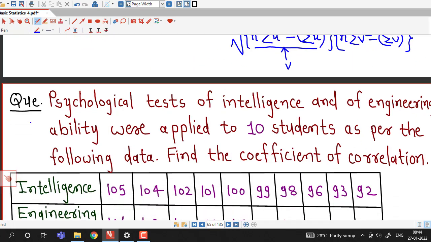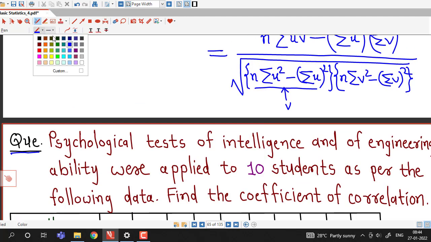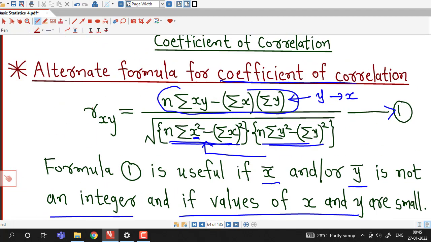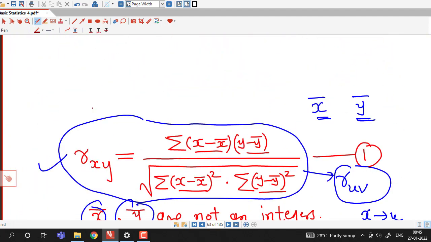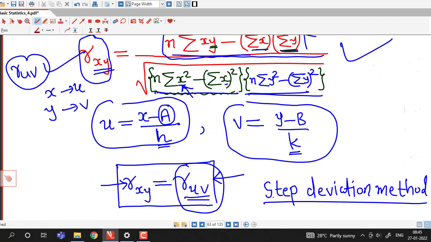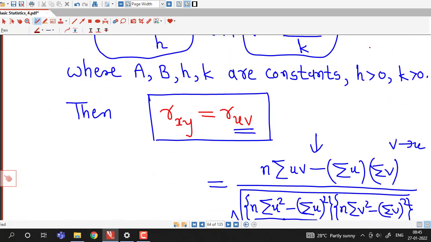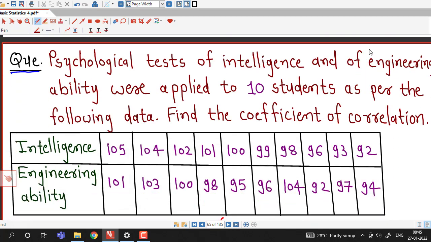So here we do this question using alternate formula, as well as we do this problem using the original formula which we were using so far. So we will discuss this question using this formula as well as the step deviation method with this formula. So I have solved this problem using both the formulas, and we find that answer is same in both the cases.